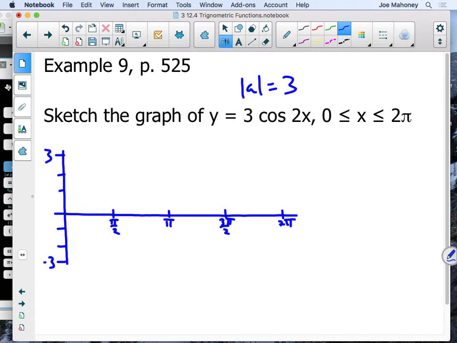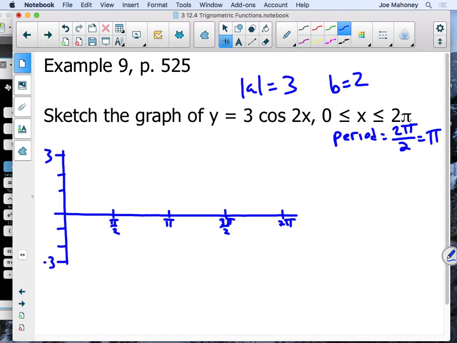So my amplitude is 3. Since my b value is 2, it tells me that the period is 2 pi divided by 2, or pi. So the b value tells me I'm going to see 2 cycles of the graph. The period is pi, meaning I'm going to see 1 cycle of this cosine graph every pi interval.